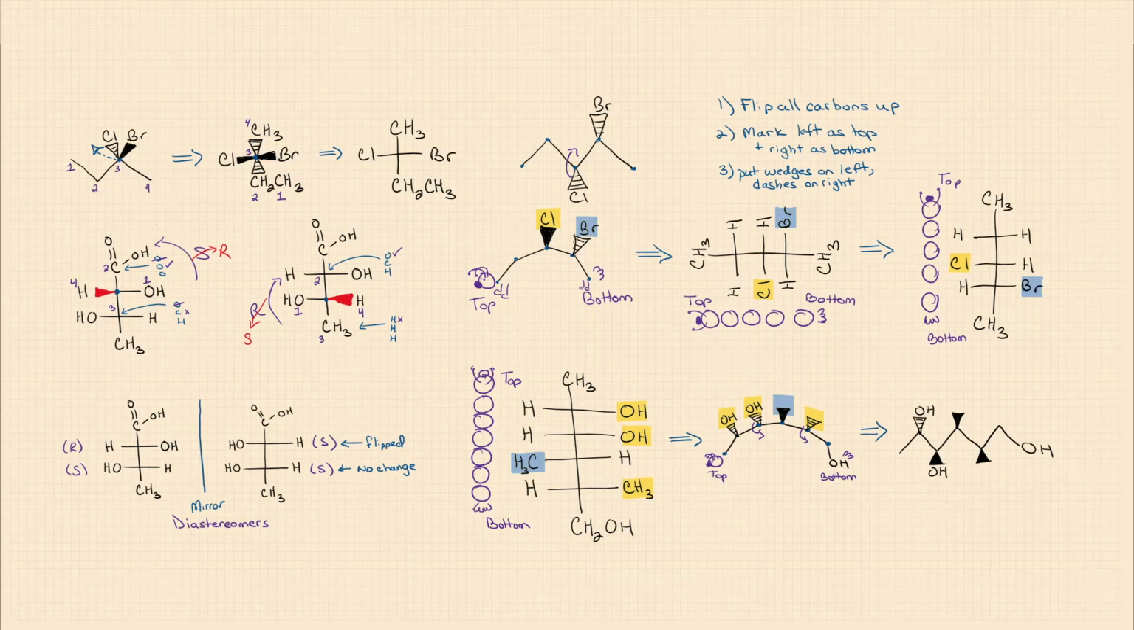What are Fischer projections, and how do we use them to determine the relationship between stereoisomers? Let's find out. When we're looking at molecules, usually we're looking at bondline structures and the viewpoint is from the side. A Fischer projection, on the other hand, has us looking at them from the top down instead.